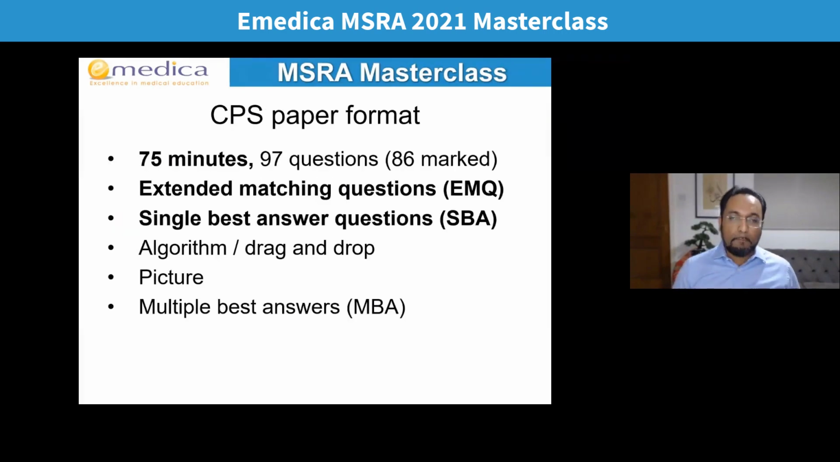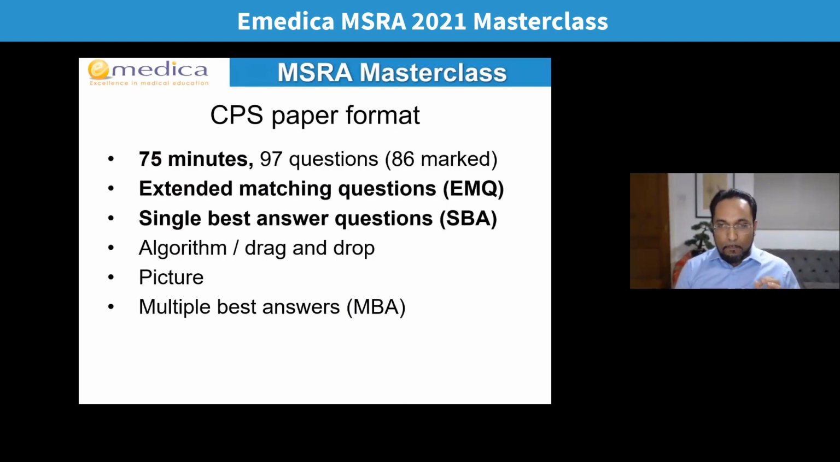So the clinical paper is 75 minutes, and in that time, you're going to answer 97 questions. Only 86 carry marks. There are always 11 questions in every paper that are pilot questions. You won't know which ones they are. They won't look any different. They won't be labeled with an asterisk. They're there for research purposes, to pilot new items, but also for quality assurance. So you have to take all 97 questions seriously, but some of them carry 0 marks. You just won't know which they are.